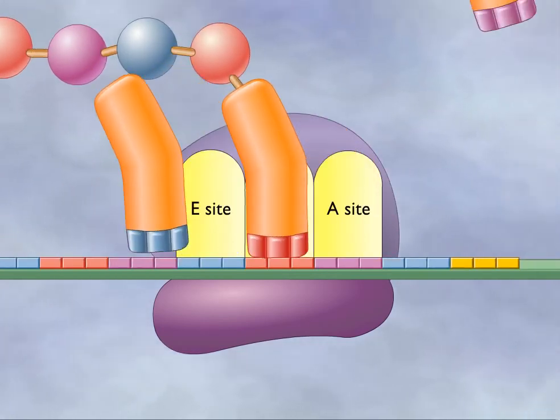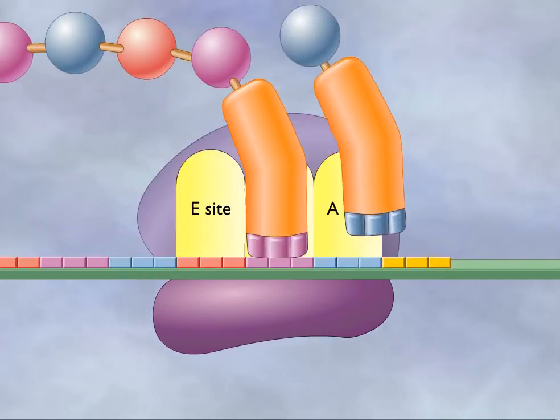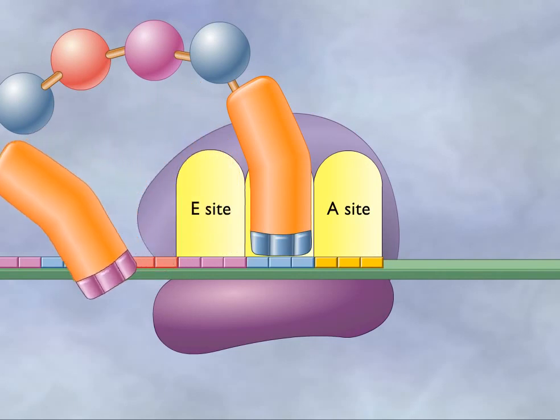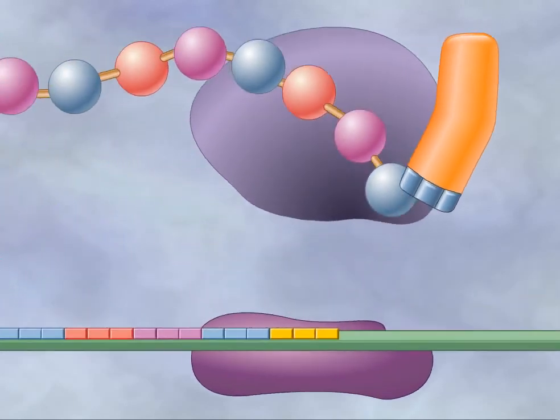As the ribosome proceeds down the messenger RNA, a stop codon is finally encountered. At this point, the ribosomal complex falls apart and the protein is released into the cell.